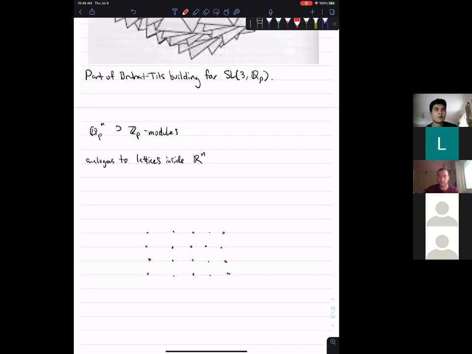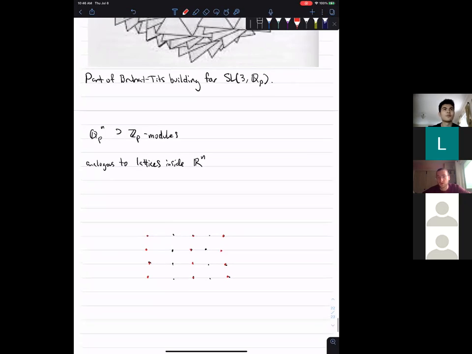I'm not really super familiar, but I was wondering what sort of tools you have to pull from representation theory to attack these.